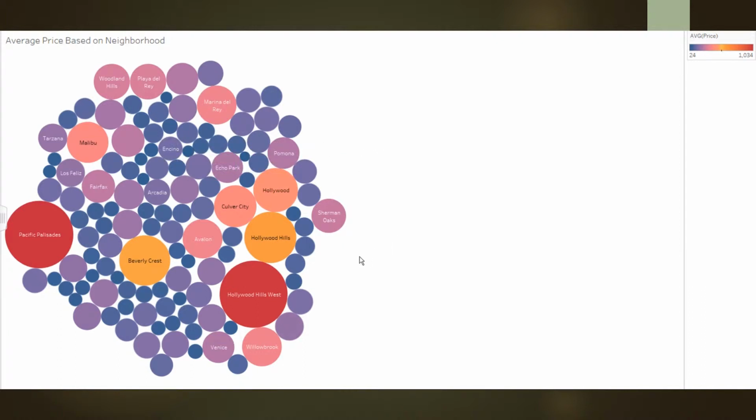Taking a look more at Hollywood Hills West, or Hollywood Hills, or just Hollywood in general, those are expensive areas, along with the Pacific Palisades. They all tend to have higher average prices than others.